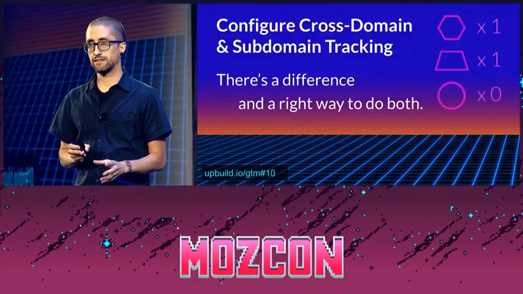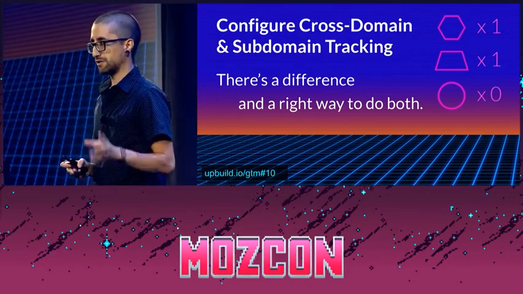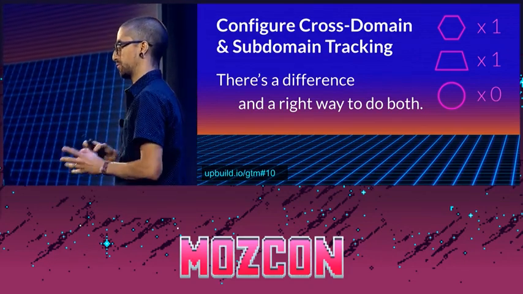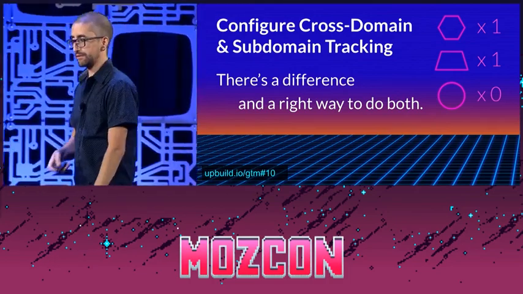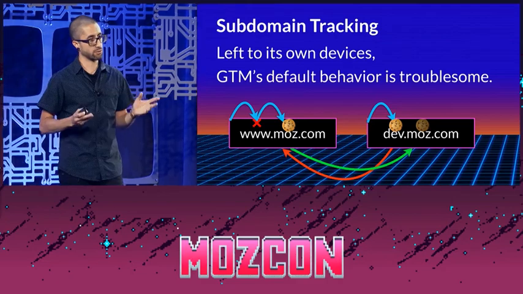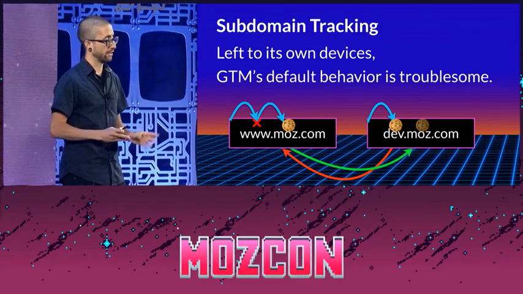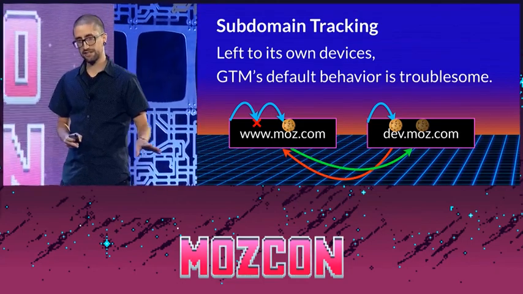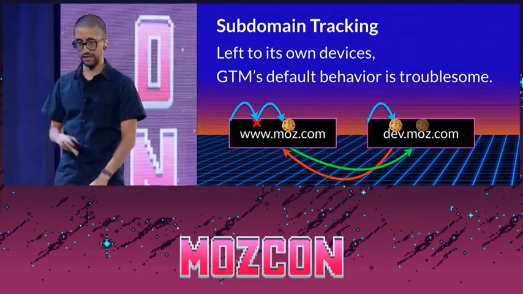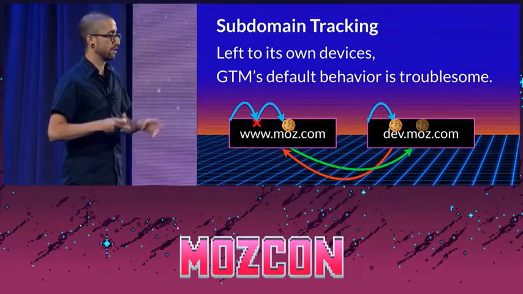Now this is something that can get a little confusing, and we see the terms cross-domain tracking confused with subdomain tracking pretty frequently. But they're very different, and there are different applications for both. Subdomain tracking, it should probably go without saying, is when you have different subdomains that you have users navigating back and forth between. dev.moz.com doesn't actually exist, just for purposes of illustration, so don't try to go there, there's nothing there. So if they have the dev site and the Moz site, you want to be able to track people going back and forth.